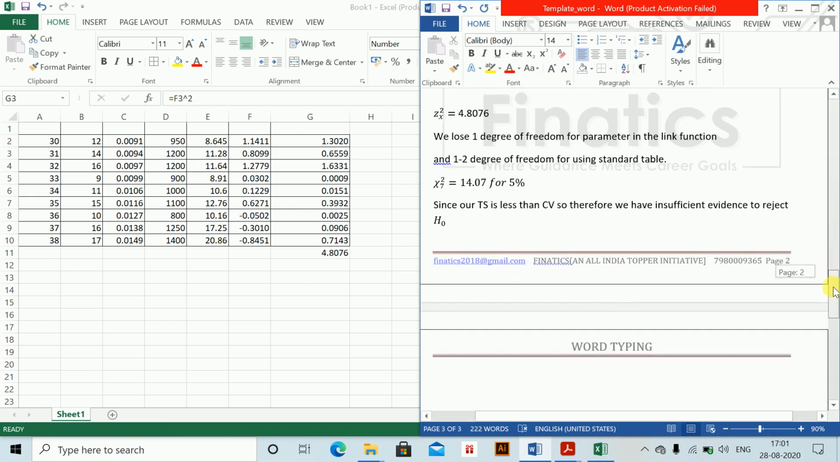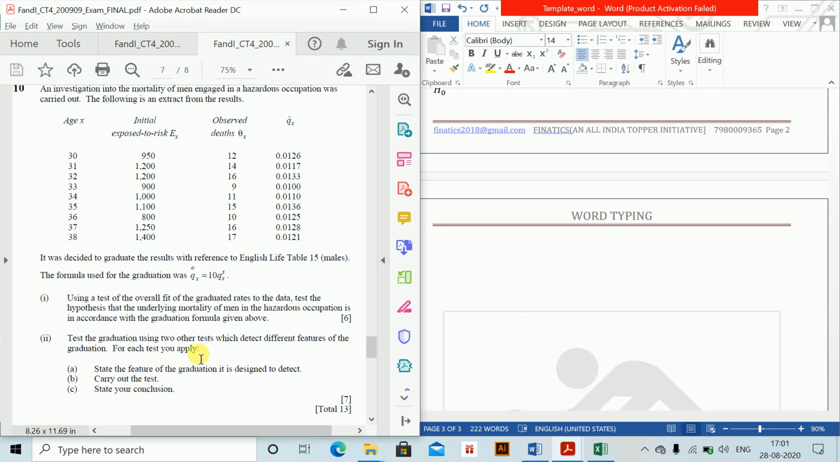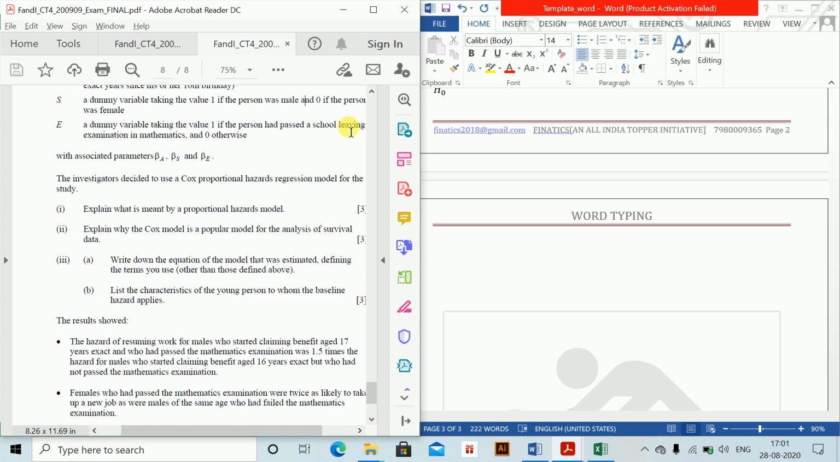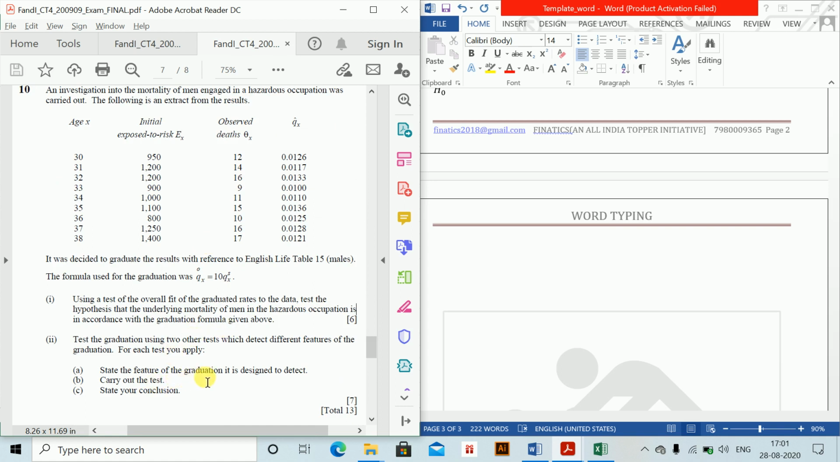Next part is coming to the question. Test the graduation using two other tests which detect different features of graduation. For each test you should state the feature of the graduation which it is designed to detect, carry out this test and state your conclusion. So the first is the sign test. I'll show you all the methods, whatever you all can use. First I'll show the sign test.